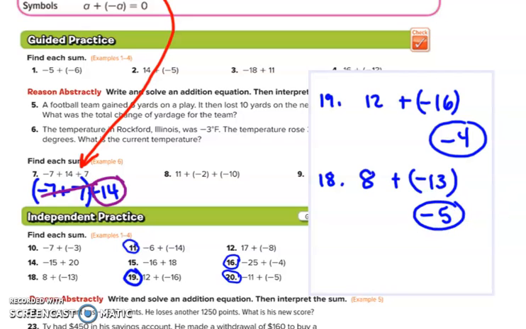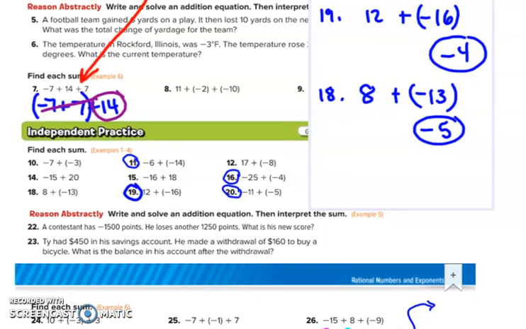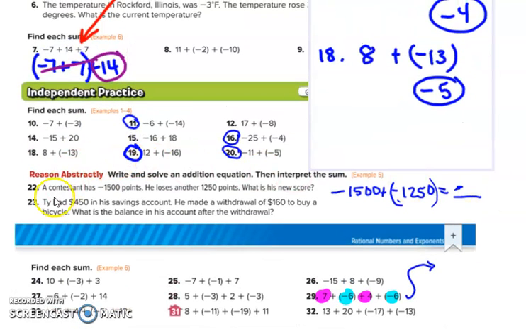Okay, so sometimes you have word problems here too, and I just wanted to point this out. Write and solve addition equation. So you got to write it out as an addition one, not something minus another. That's subtraction. And then figure out the sum. Okay, so a contestant has negative 1,500 points, and then he loses another 1,250 points. Loses means it's going to be a negative value, doesn't it? What's his new score? Well, here's our equation. You're supposed to write out an equation. It's an addition equation, so we do. We just got two negatives. So it's negative 1,500, negative 1,250. So you just got to finish it because the negative plus a negative makes a bigger negative.